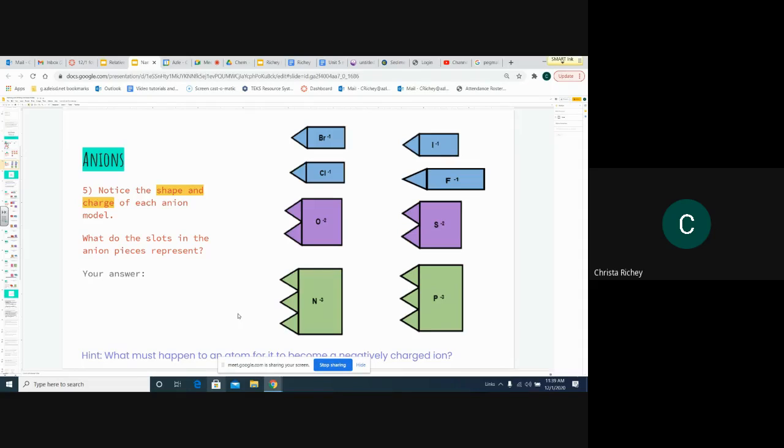Okay, what charge are anions first, positive or negative? Y'all, it's on the little card. Oh, it's frozen. Anions.